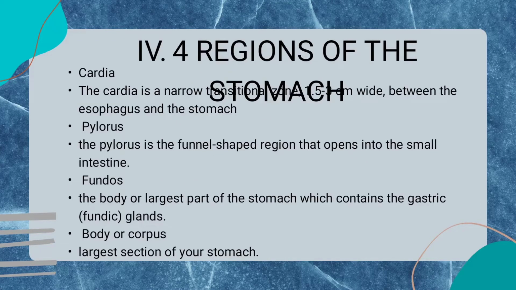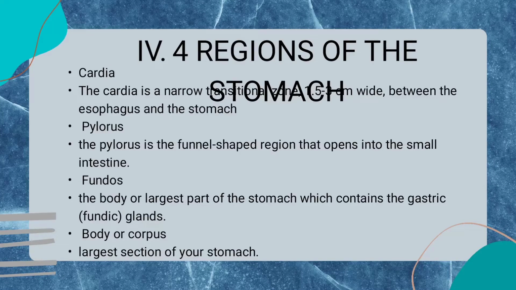Now, let's proceed to our next slide, which is the four regions of the stomach. Just like what I said earlier, the stomach consists of four regions, and these are the cardia, pylorus, fundus, and the body or corpus. Sorry for the typo. Ang fundus natin ay letter U lahat yan siya and not O. Okay? First, we have here the cardia. It is a narrow transitional zone, 1.5 to 3 cm wide, between the esophagus and the stomach. Second is the pylorus, which is the funnel-shaped region that opens into the small intestine.